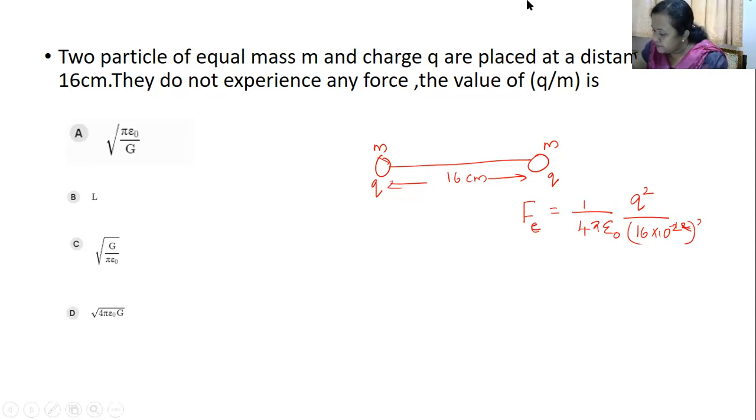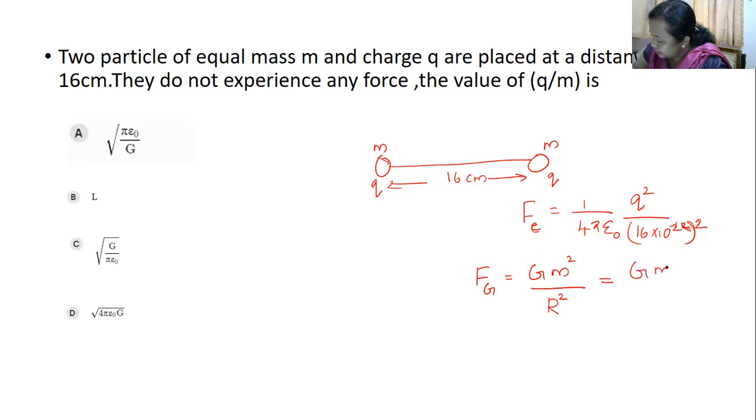1 by 4 pi epsilon 0 q square divided by (16 into 10 raised to minus 2) square. This is the Coulomb force existing between these two masses. And also we know that there is a force of gravitation existing between these two particles, Fg, and that is equal to Gm square divided by r square, where r is the distance between them. So that becomes Gm square divided by (16 into 10 raised to minus 2) square.